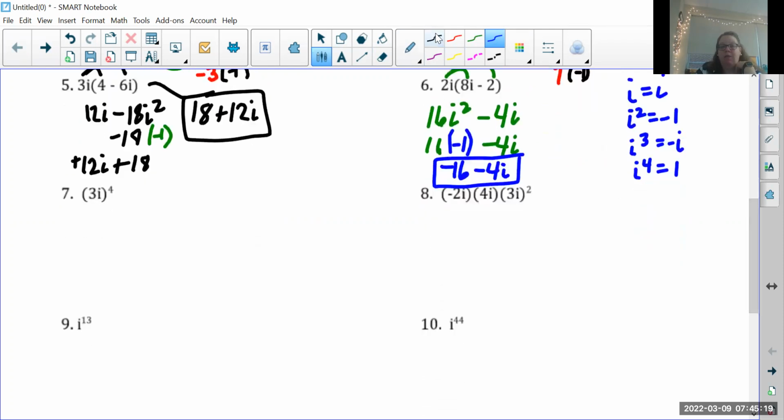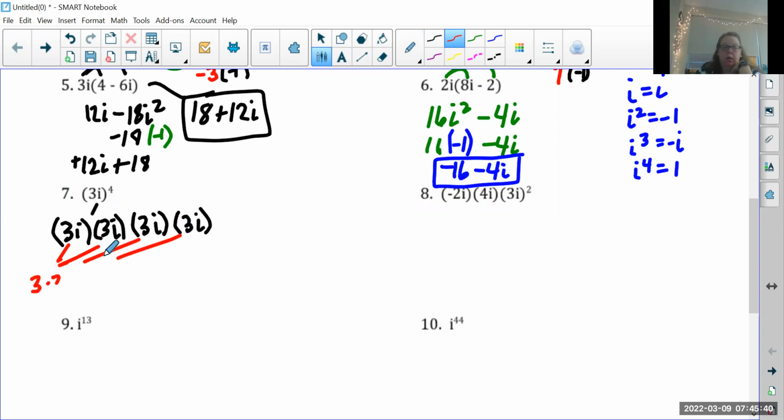Right, 7 and 8, they're just imaginary numbers getting either squared or cubed or to the 4th. So this 3i to the 4th means that I have four 3i's getting multiplied together. 1, 2, 3, 4. So I'm going to pull all the 3's. So I multiply 3 times 3 times 3 times 3. And we can check this on our paper. 3 to the 4th power is 81.